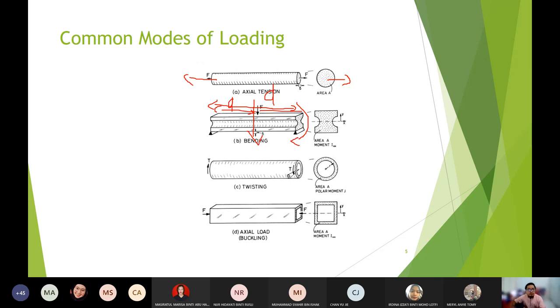For twisting, it is simple: the torsional stress or torsional load acts along the surface of the shape. And axial buckling is actually the definition for compression in this direction. You compress it until it buckles. You can also twist until it buckles, which is the same definition, but by definition it is mainly for compression. So we have tension, bending, twist, and compression. These are examples of common modes of loading. These are just the basics.